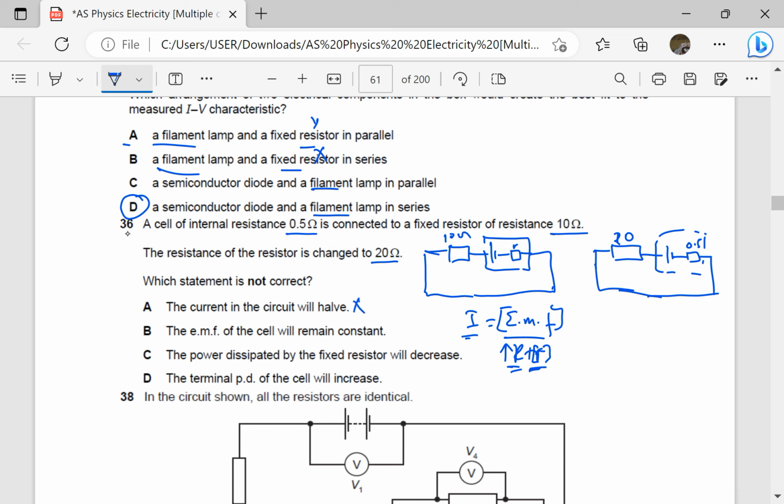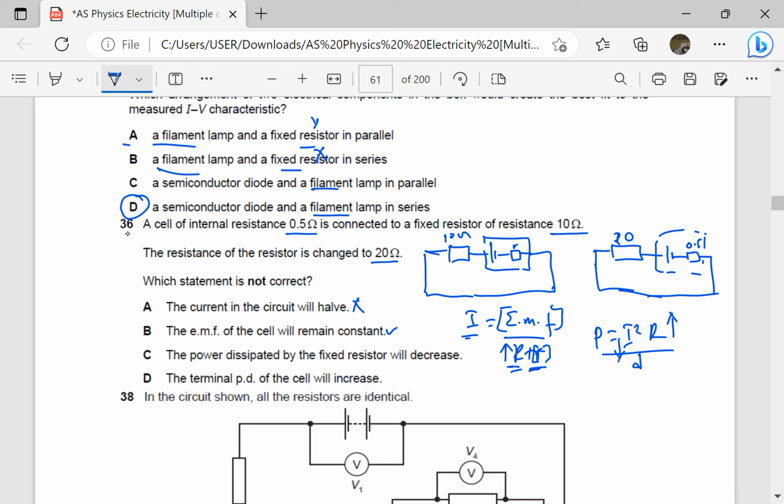The e.m.f. of the cell will remain constant. I think that is true. The power dissipated by the fixed resistor will decrease. Of course, power is equal to I squared times R. R has been doubled, but I decreases, and since it is squared, the power dissipated also decreases. Because I is squared, the power dissipated decreases.